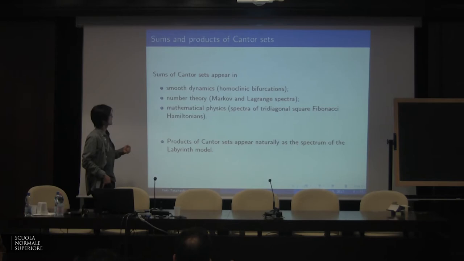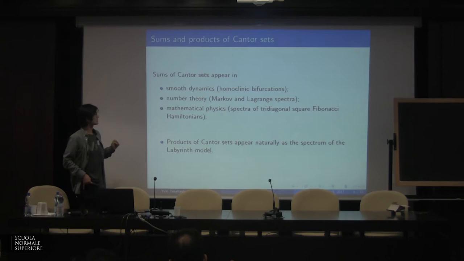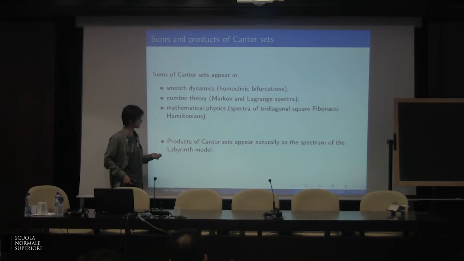Sums of Cantor sets show up in all branches of mathematics. For example, they show up in smooth dynamics. Also, they show up in number theory. And they also show up in mathematical physics, and this is what I'm going to talk about a little bit. I will also talk about products of two Cantor sets, and one of my main results is about products of two Cantor sets. This shows up naturally as the spectrum of the labyrinth model, which is a two-dimensional quasicrystal model.